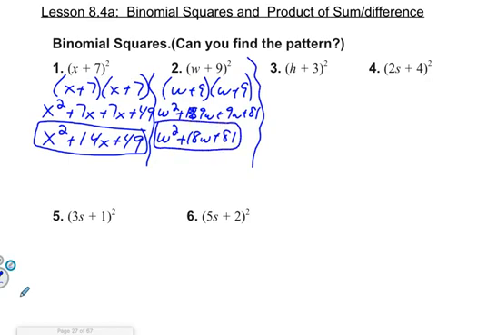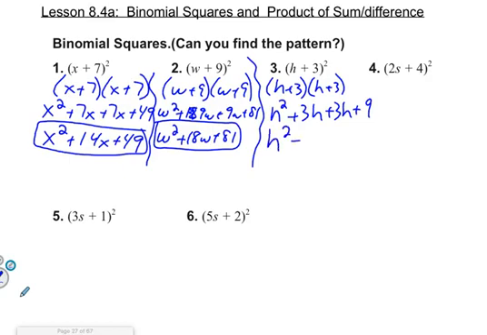Okay, number 3. Mitchell? Are you ready? Yes. Okay, give me your first line of work on number 3. h plus 3, h to the second. Okay, say it again. Now, h times h. Just give me the answer there, bud. h squared. Okay. Plus 6h. 3h plus 3h. Plus 9. Okay. Cassidy, what did you get for your final answer?